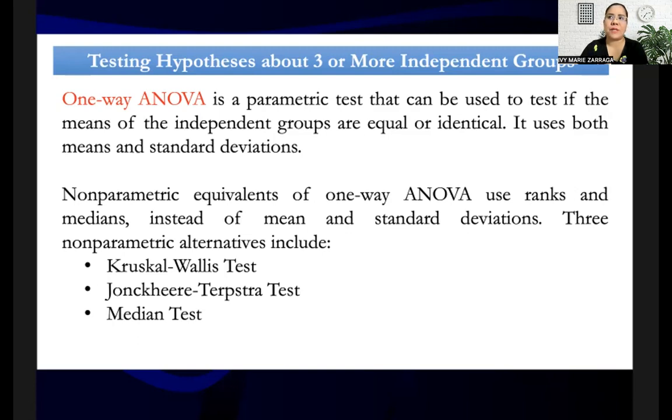Let's say for this demonstration, we will compare the level of social entrepreneurial intention of different year levels. So for this case, we have first year, second year, third year, fourth year. And then you will perform normality test. Let's say lumabas sa first year, hindi normal yung data. Then second year, third year, fourth year, normal yung data natin.